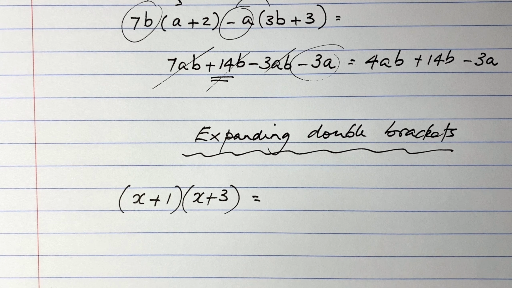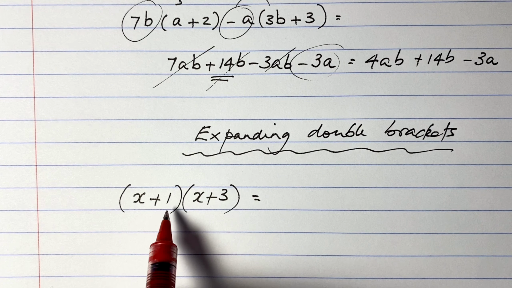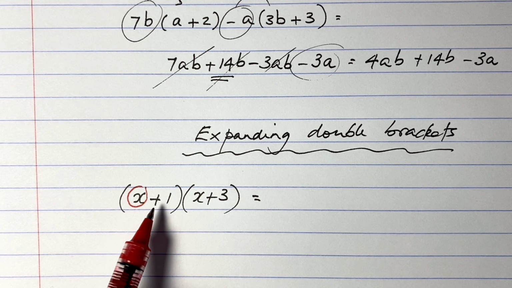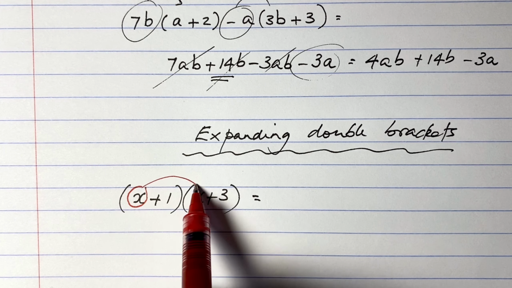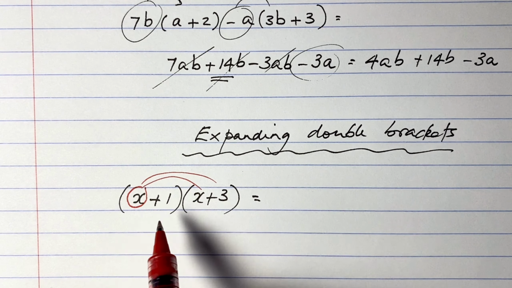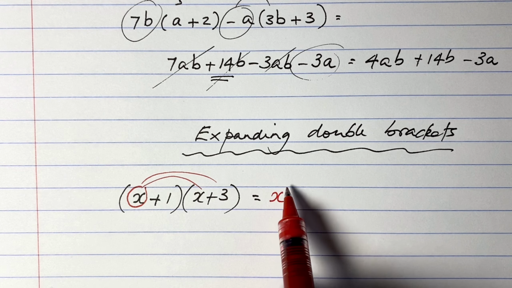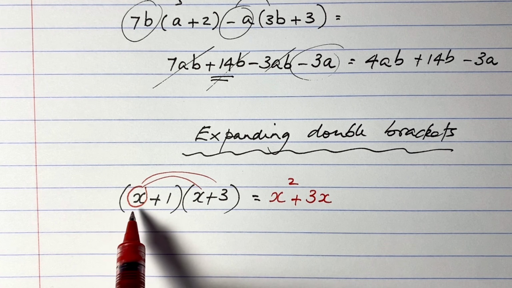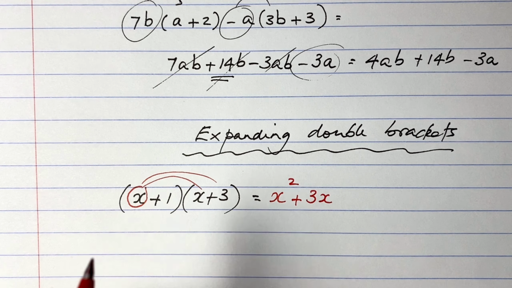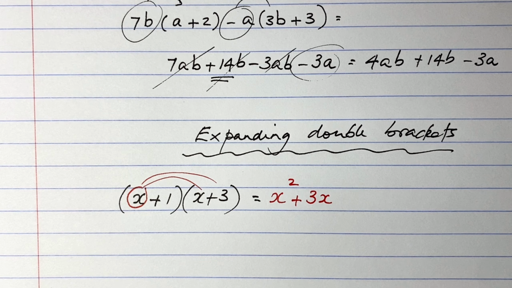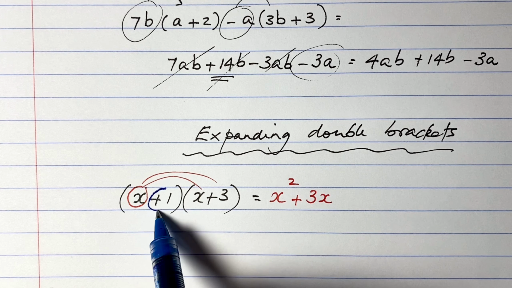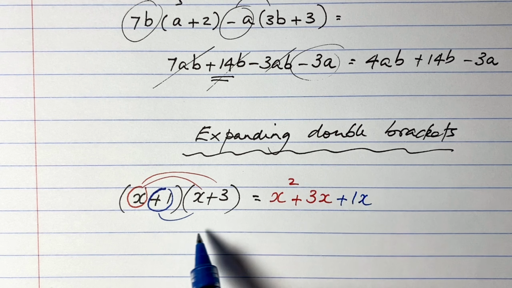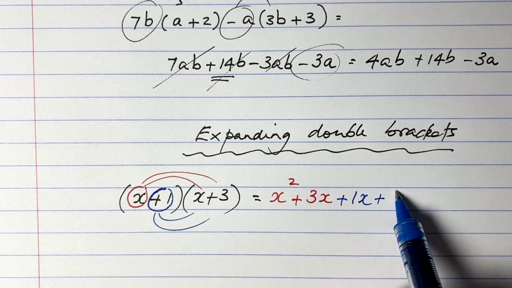So in order to do that, we go to the first bracket, first term. We ignore this. You can cover that. And you times and you times. So I write this in the same color. X times x, x squared, x times plus 3, 3x. So I have finished with the first term in the first bracket. Now I'm going to the second term in the first bracket, which is plus 1. Plus 1 times x, plus 1x, or just x, plus 1 times 3 is plus 3.